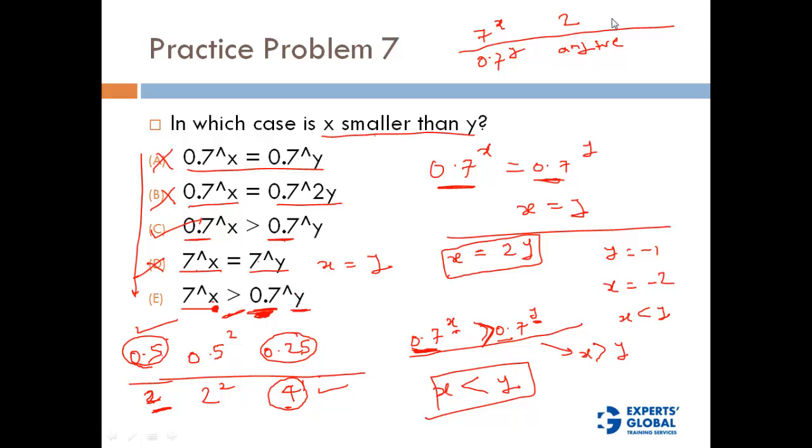So in this case, we'll realize that for x equal to 2 and y equal to any positive number, this relationship will always hold true. So this any positive number could be 2, it could be 1, it could be 3, anything. So you will see that there is not any definite relationship between x and y. So we cannot say anything about x and y from this statement. So the answer here is D.